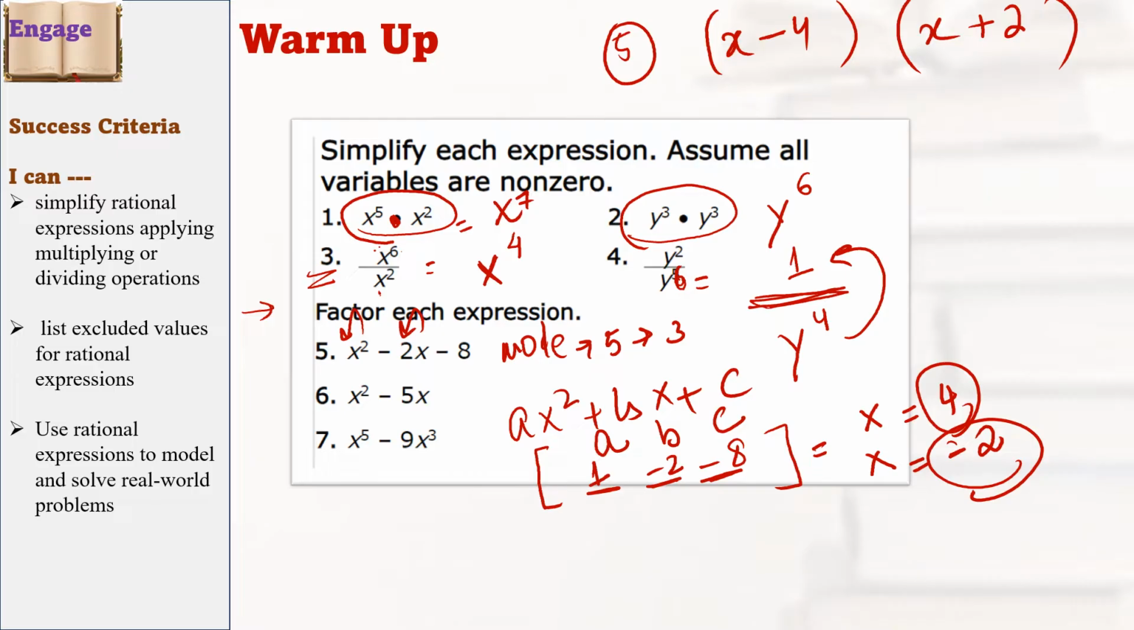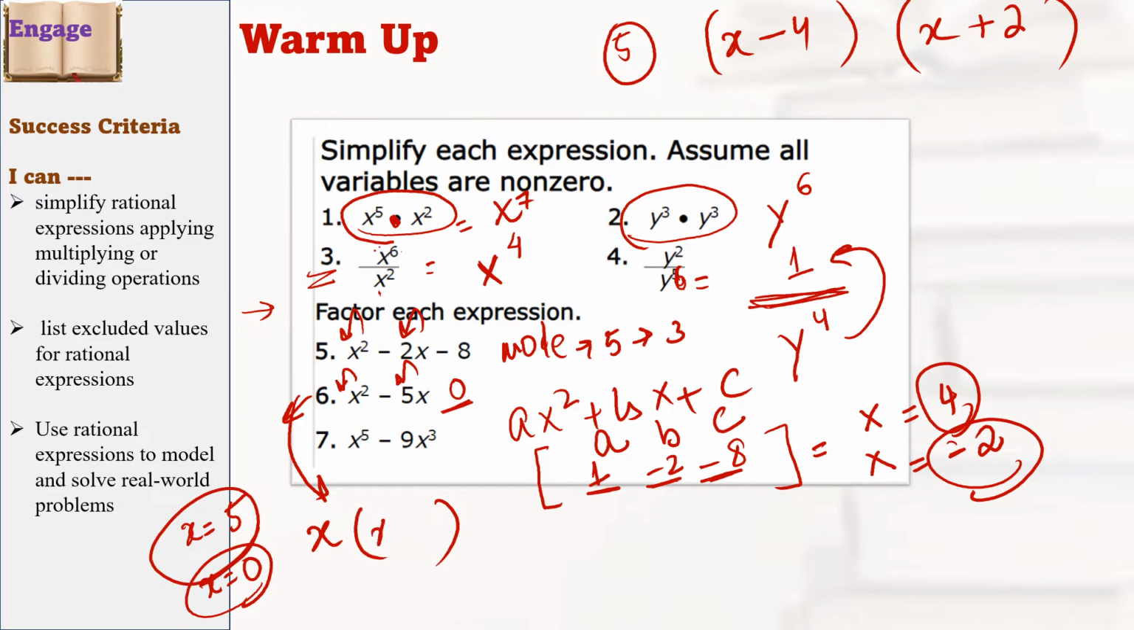Now next, question number 6. Now you can see that the a is 1. B is negative 5 and there is no C. It means you will write the 0. Now if you see in the calculator, you will get x equals positive 5 and x equals 0. So in that case, whenever there is a 0, just write the x. And for the second factor, with the x you just change the sign.